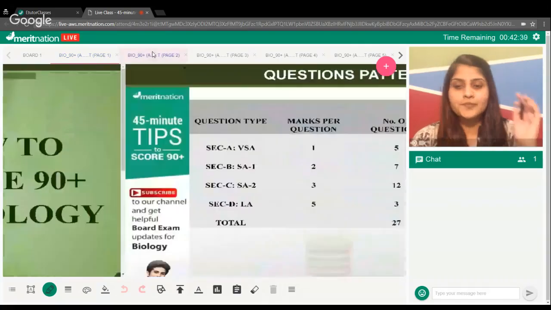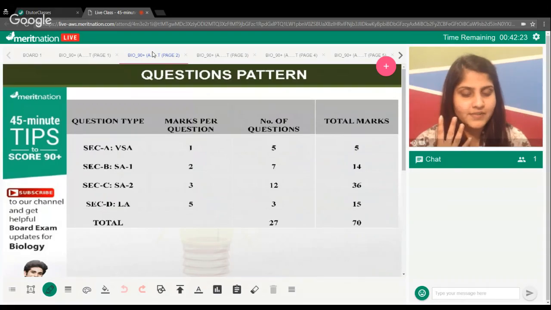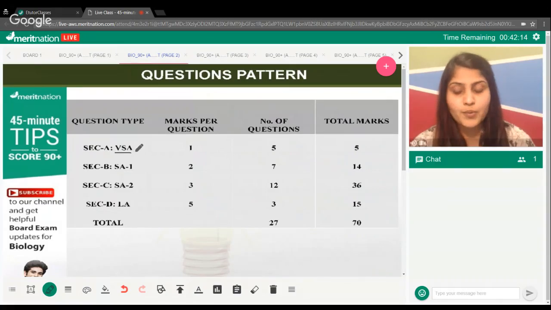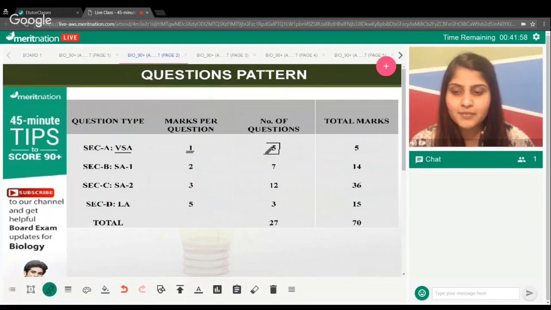Starting with the session, here is your question pattern. This slide tells you about the different types of questions in the exam. We can divide them into 4 sections depending on the marks distribution. Section A deals with very short answers. You are not required to write a whole description, but they are very important and scoring. Here you have 1 mark per question, and such questions will be 5 in number, so straight away you get 5 marks.